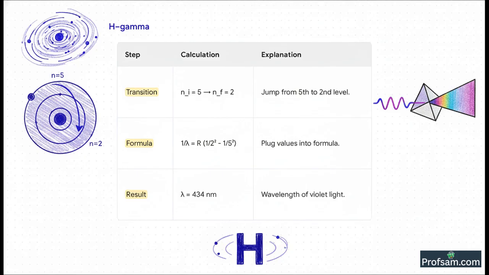We just plug them into our Rydberg formula. You do the calculation, and what do you get? You get a wavelength of 434 nanometers. And guess what? That's the exact wavelength for a beautiful violet light. See? The formula works like a charm.